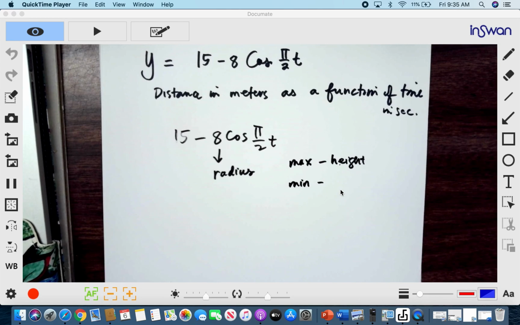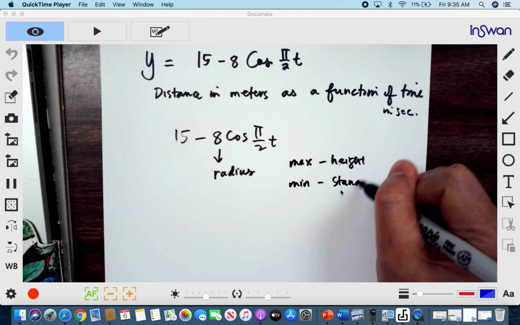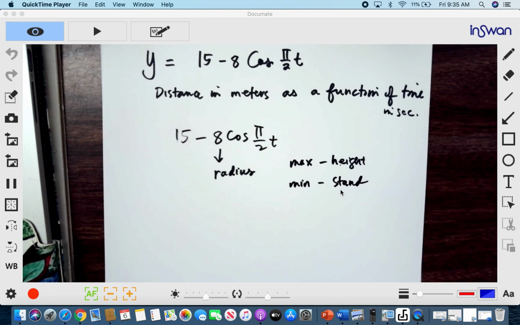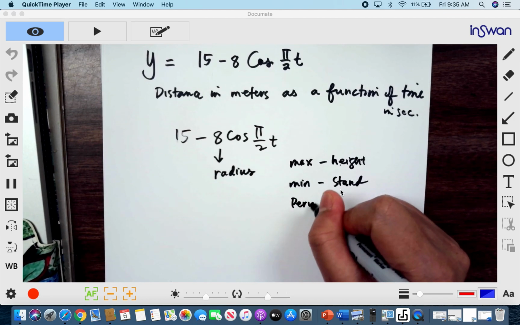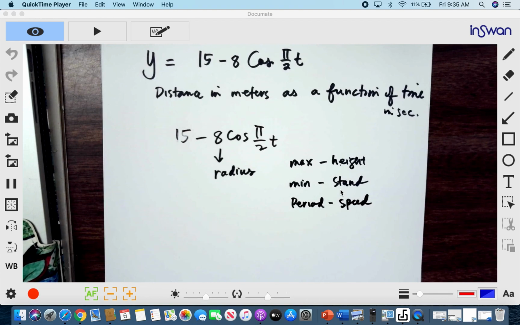Of course, if you have a Ferris wheel, it should have a stand for it to rotate. Okay, it should not touch the ground, otherwise it will be difficult for it to rotate. So the minimum actually refers to the stand of the Ferris wheel, how high it is. And of course, the period is actually the speed of your Ferris wheel. How long will it take to complete a rotation? So doing that, we could probably answer these kinds of questions.